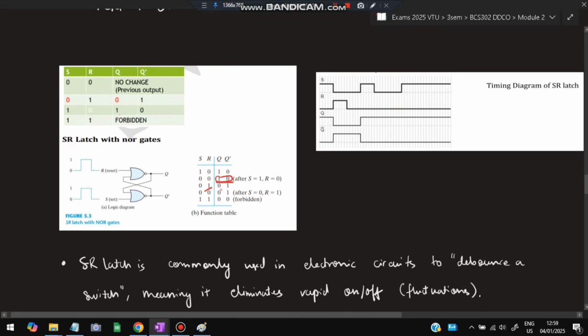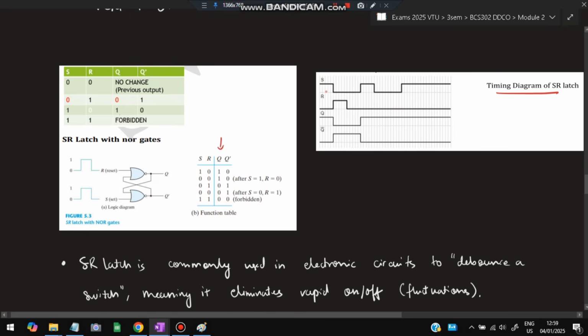After that, when I click reset, this will become 0, this will become 1, and on 0 0 it will remain the same. And if I try to do both at the same time, it will be a forbidden state, and then nothing will happen. Okay. So, the timing diagram of the SR latch. You have to make the timing diagram observing this one.